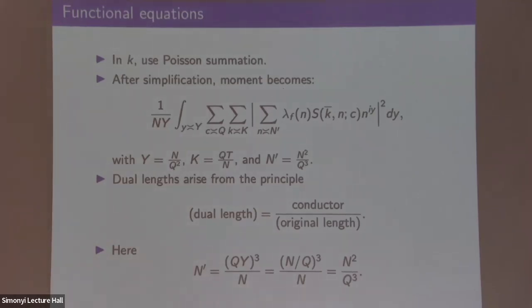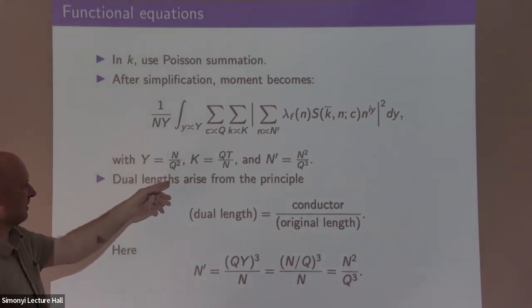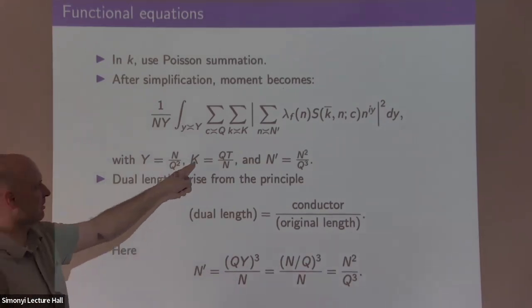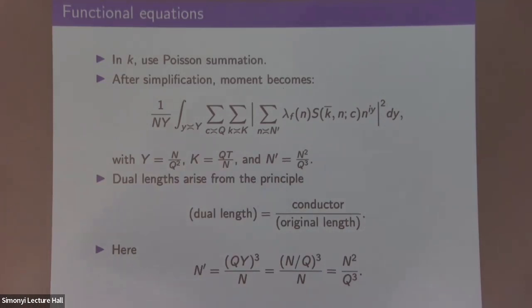So you do all these functional equations, the dust settles, and you end up with an expression that looks like this. I could spend hours just explaining this part, but I'd rather not. I don't think anyone wants to see that. But this y is the same y as before. It's the amount of Archimedean oscillation that we had from the beginning, and it stays constant throughout the problem. k is our dual variable from Poisson summation, and n prime is our dual variable from Voronoi summation.